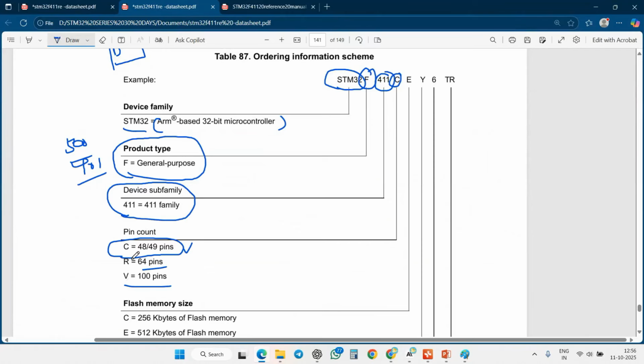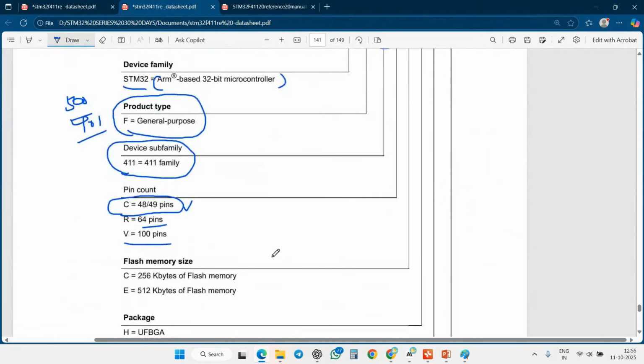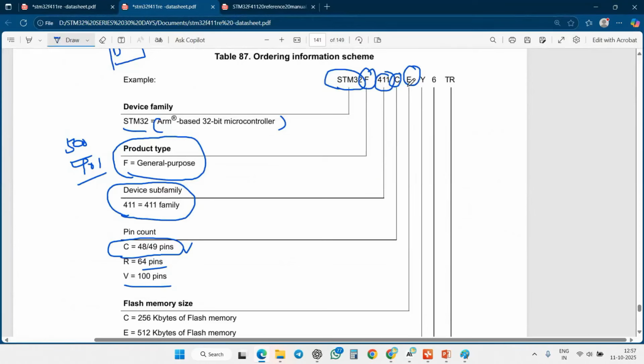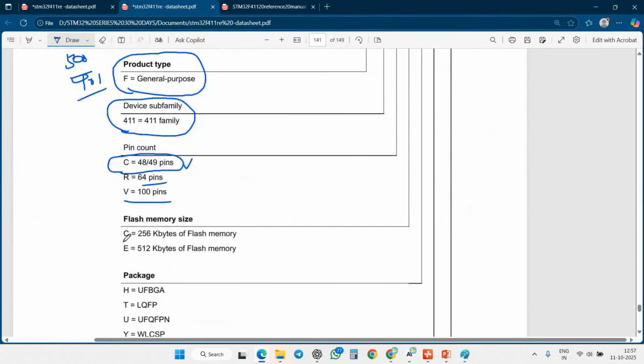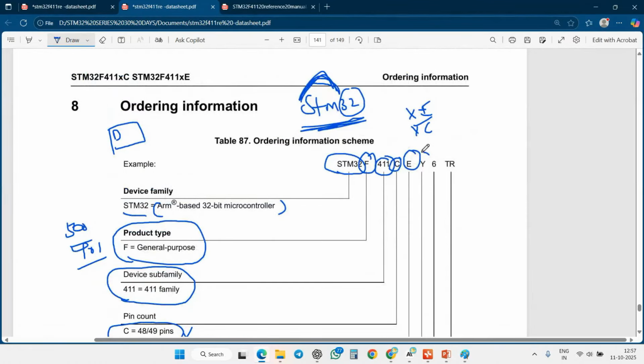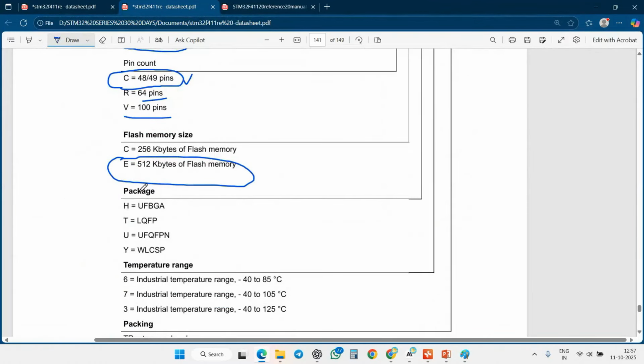And then flash memory size. It is completely based on your variant. If you are using the E variant, you will get a memory size of 512 kilobytes. If you are using the C variant, you have 256 kilobytes. And finally the package. Which package are you using? We are using this package, the WLCSP package. That's why it is presented here.